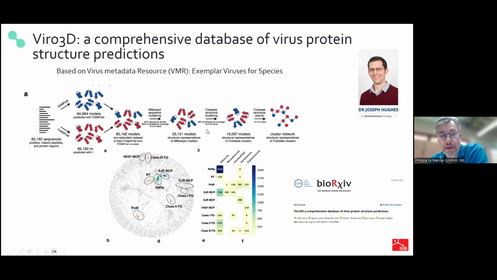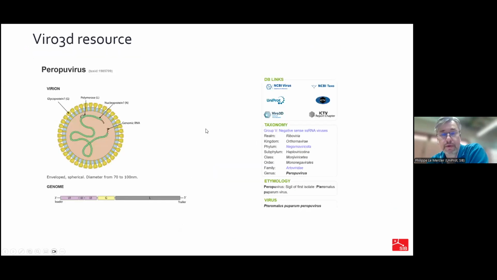All this work is also available on a website, which is also made available in ViralZone. For example, if you go in the virus page, there's a Viro3D button. You can check and get access to the predictions of Viro3D. It's possible because it's linked to the taxonomy, whereas BFVD is not directly linked to taxonomy, so it was easier to do so.